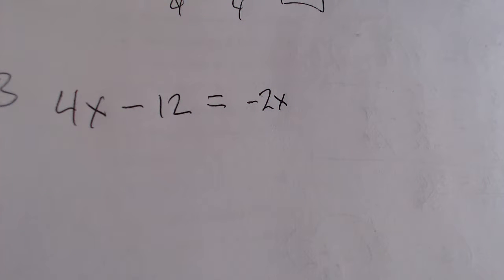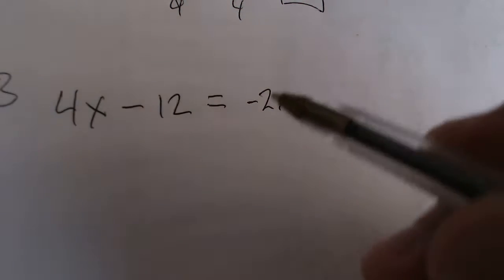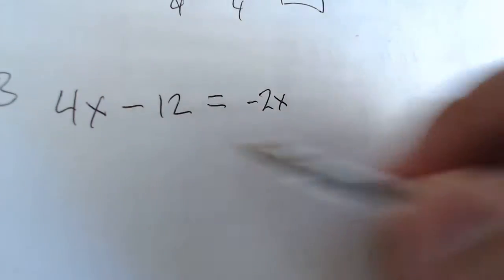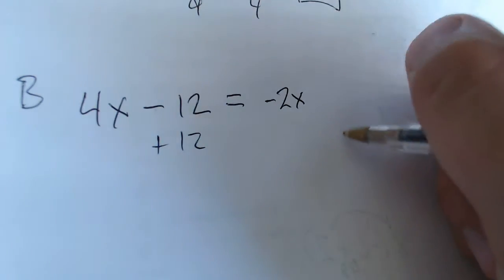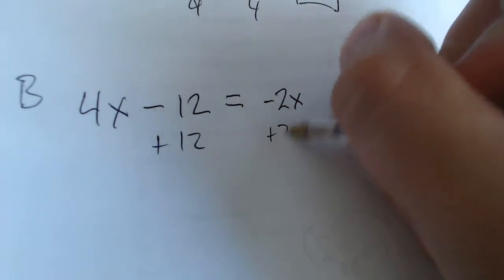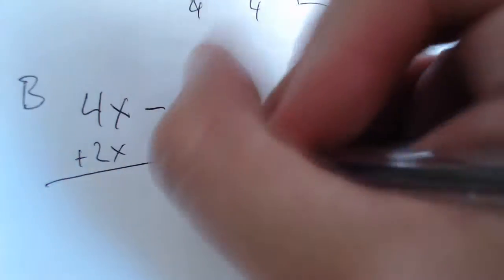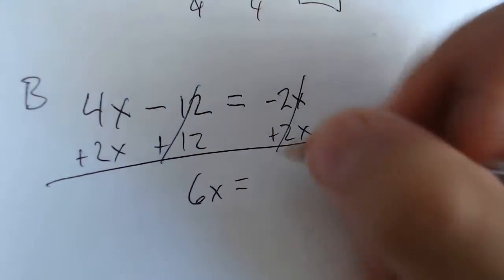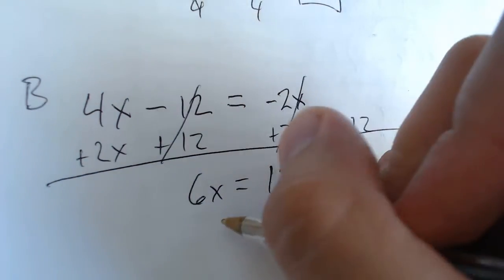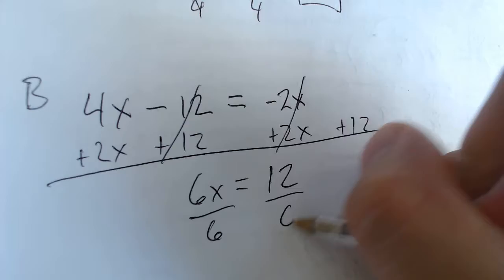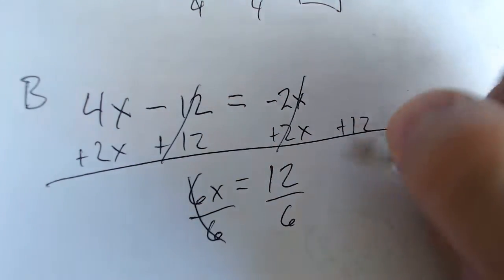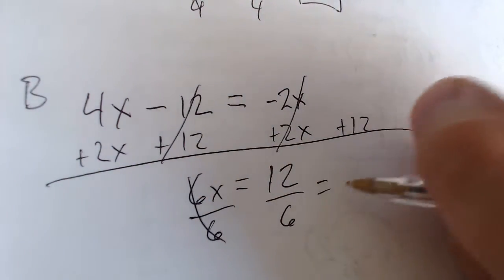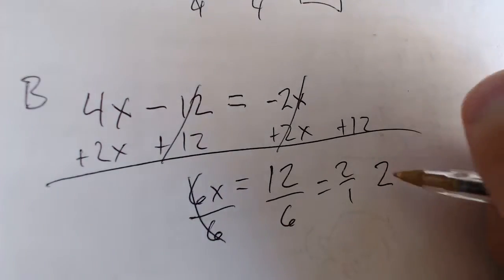Now all we need to do is solve our equation. So we have to move this x over to the left side, and we got to move the 12 over to the right side. So we'll add 12 to each side, and we'll add 2x to each side. Those cancel. 4x plus 2x gives us 6x, and then plus 12 by itself is just going to be 12. We divide by the coefficient of 6, and then we find out that x is going to equal 2 over 1, or just 2.